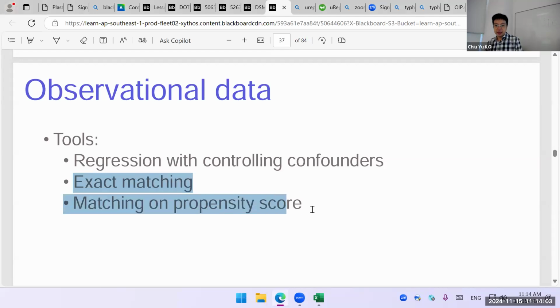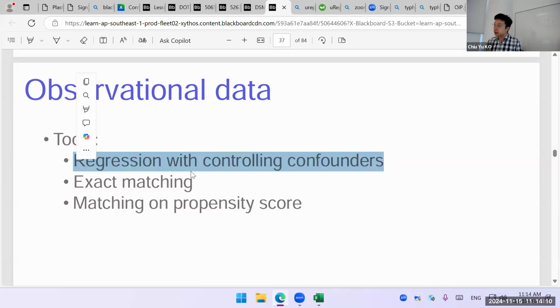So these two will be a little bit more complicated, but I'll outline what they are. The main thing you can do for the moment is this one.